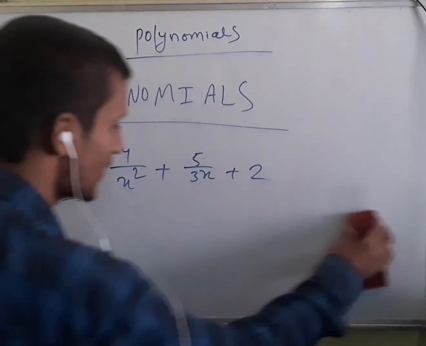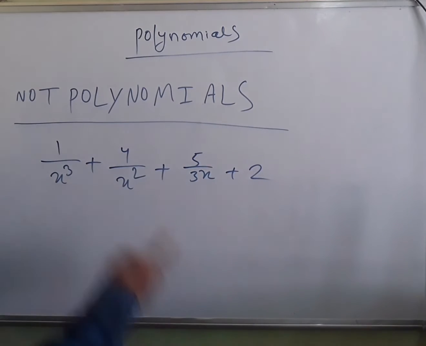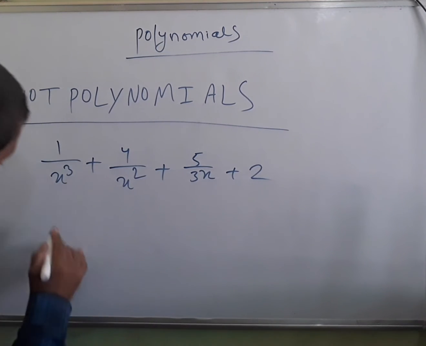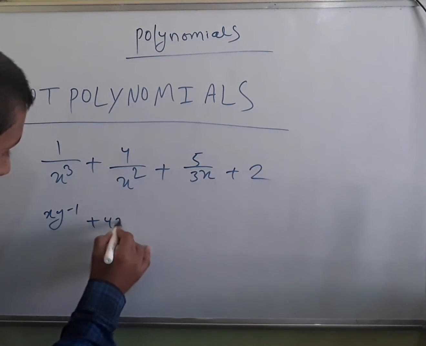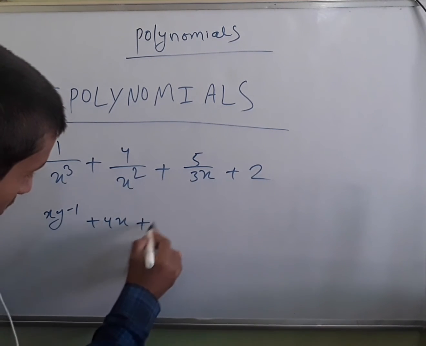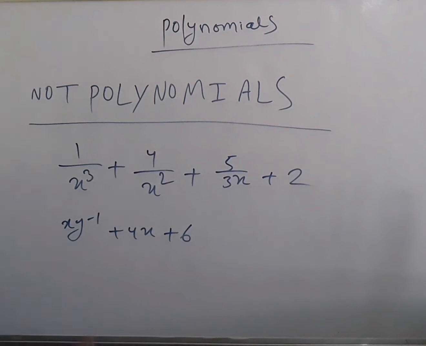Let me give you another example, with negative signs in exponents: x y to the power minus 1 plus 4x plus 6. This is also not a polynomial. Why? As you can see, it's crystal clear, a negative power.